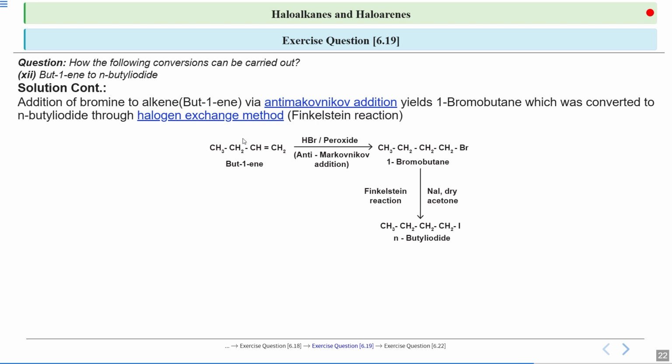So if you have this but-1-ene, CH3CH2CH=CH2, you react it with hydrogen bromide in the presence of peroxide because you are following anti-Markovnikov addition. So bromine will attack this first carbon, which contains more hydrogen, and you will get 1-bromobutane from this reaction. Then you have to perform the Finkelstein reaction or halogen exchange method by reacting this 1-bromobutane with sodium iodide in the presence of dry acetone, and you will get n-butyl iodide as your major product. So this is the conversion of but-1-ene to n-butyl iodide.